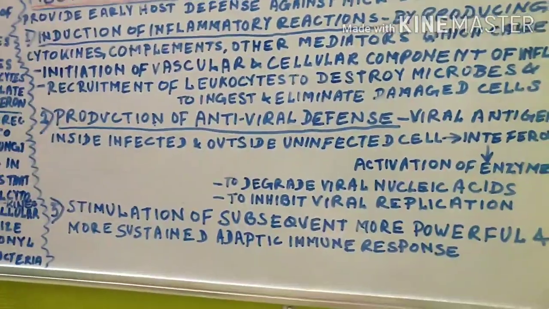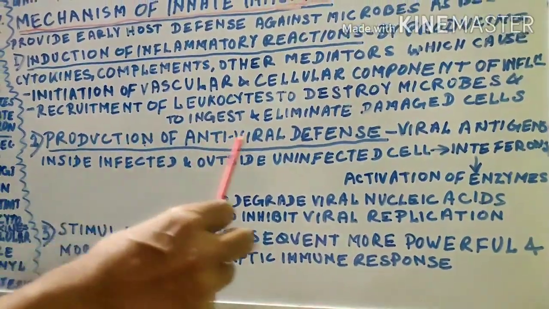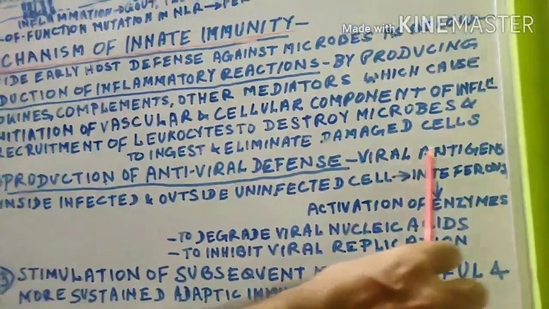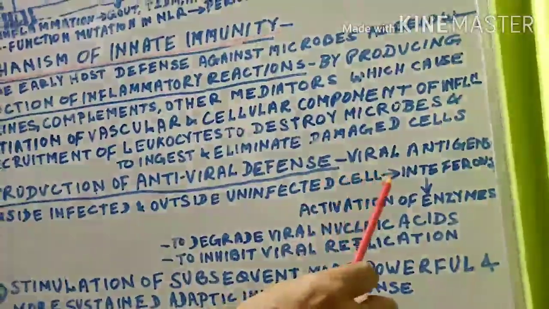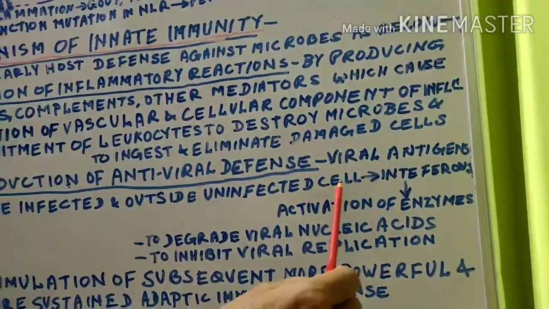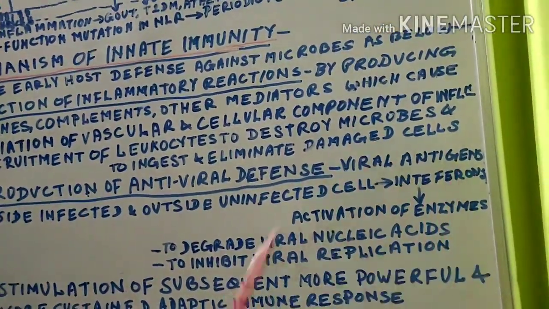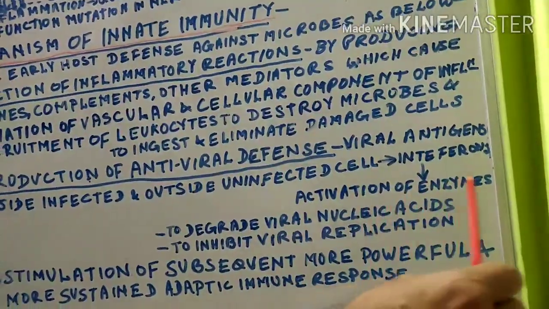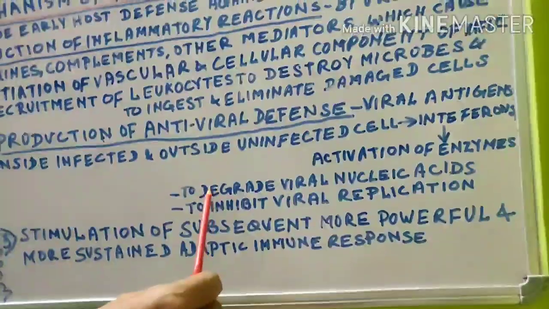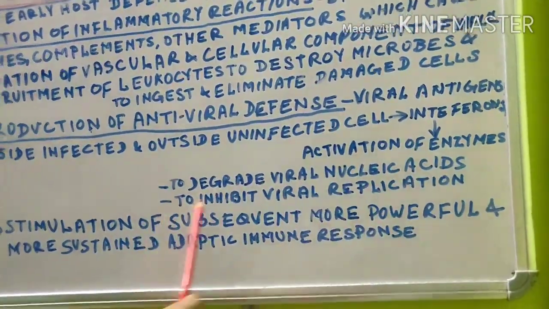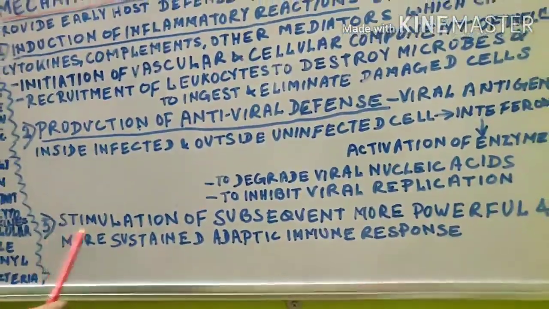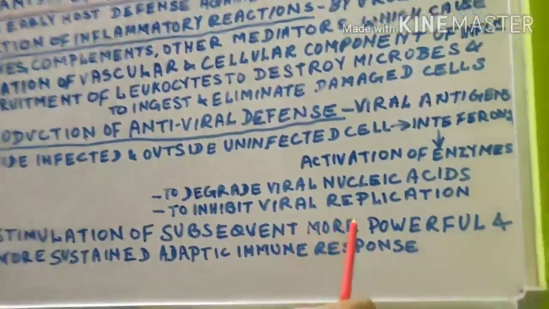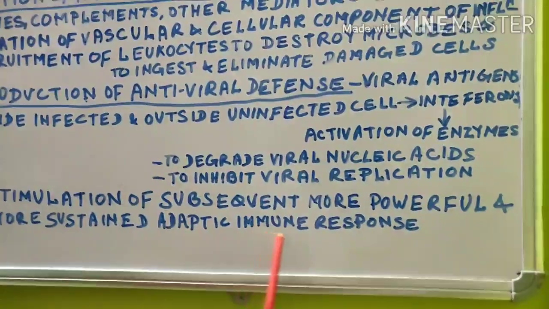Number two is the production of antiviral defense: viral antigens inside infected cells and outside in uninfected cells result in the production of interferon, which causes activation of enzymes. These enzymes degrade viral nucleic acids and inhibit viral replication. The third, and most important, is the stimulation of the subsequent more powerful and more sustained adaptive immune response. That's all for today. Thank you.